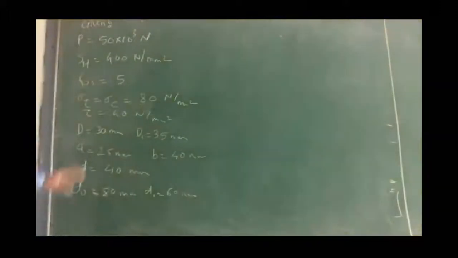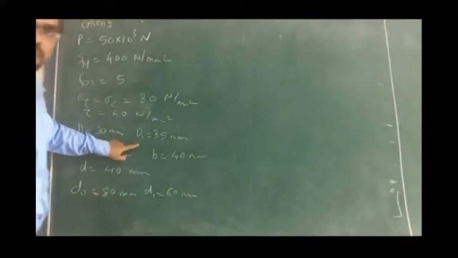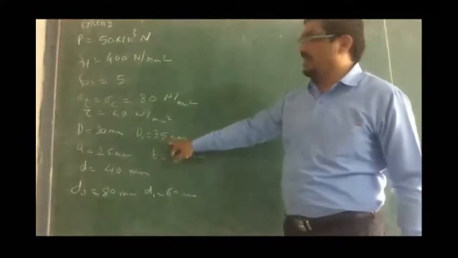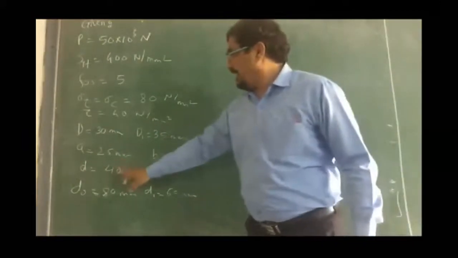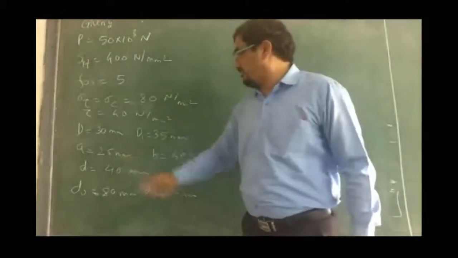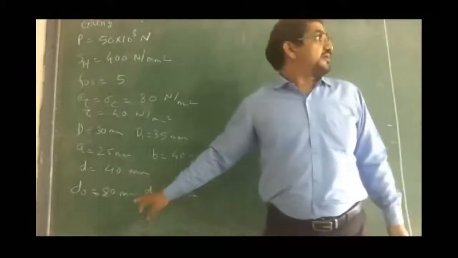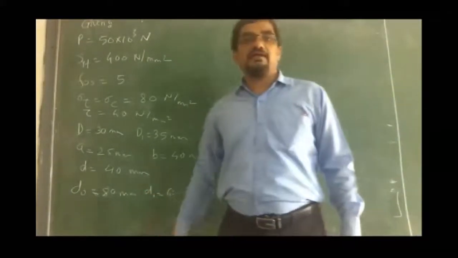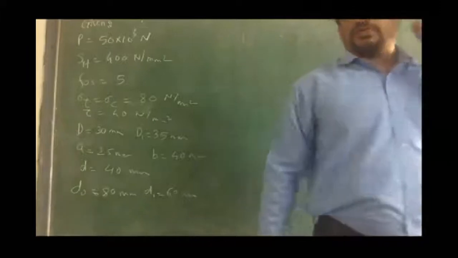So we have now all the dimensions whatever are required. Right? So we have D, D1. What is D? D is the diameter of the rod, enlarged diameter of the rod. A is the thickness of the eye, and this is the thickness of the fork. D is the diameter of the knuckle pin. D0 and D1 are the diameter of the head and outside diameter of the fork.